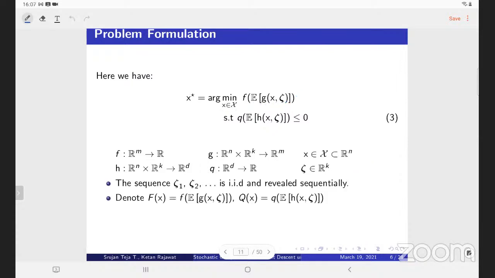So the setting is that the distribution of zeta is unknown, so the samples are revealed sequentially and they are IID. For simplicity, I denote capital F of x as the objective function and capital Q of x as the constraint function. So how do we solve this problem? How do we use stochastic quasi-gradients to solve this problem?